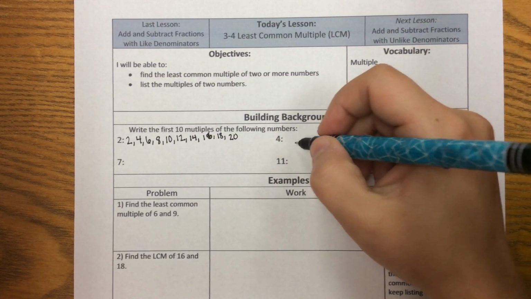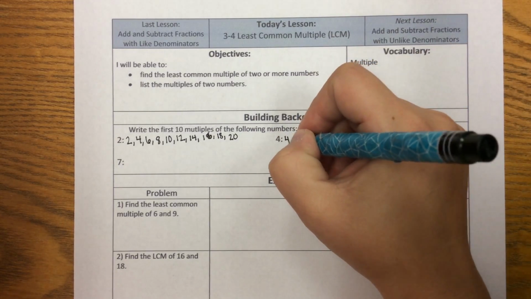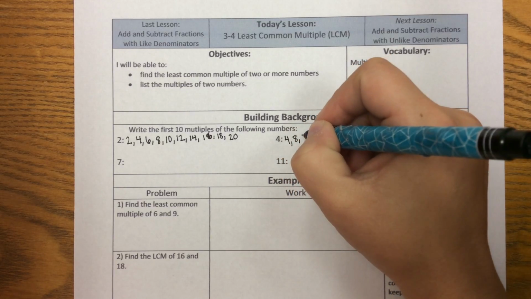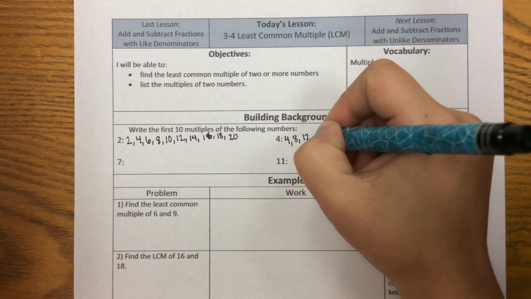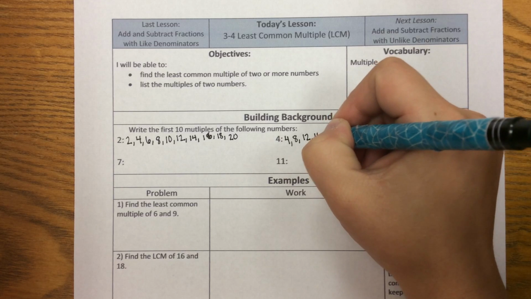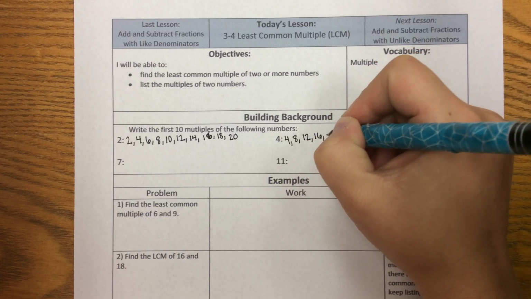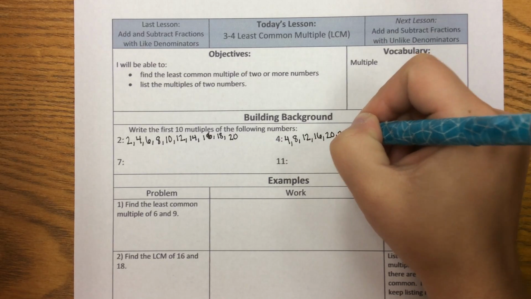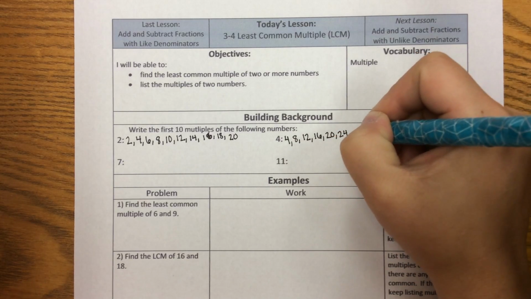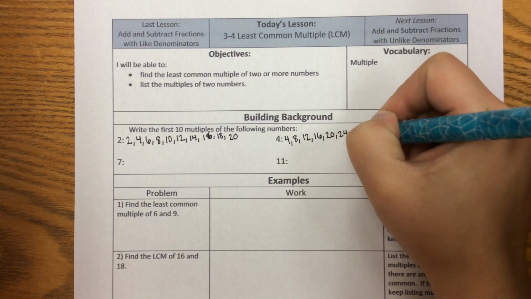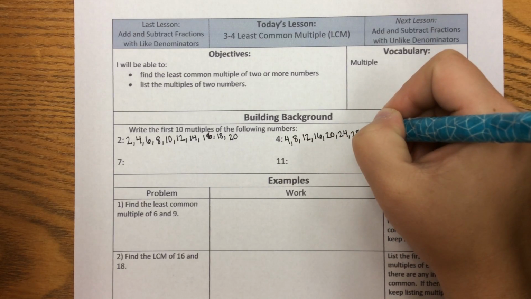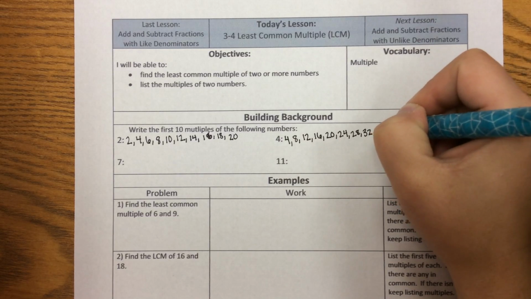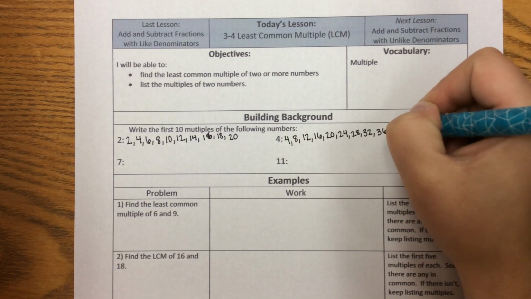Okay, same thing with 4. 4 times 1 is 4. It should always start with the same number. 4 times 2 is 8. 4 times 3 is 12. 4 times 4 is 16. 4 times 5 is 20. 4 times 6 is 24. 4 times 7 is 28. 4 times 8 is 32. 4 times 9 is 36. And 4 times 10 is 40.